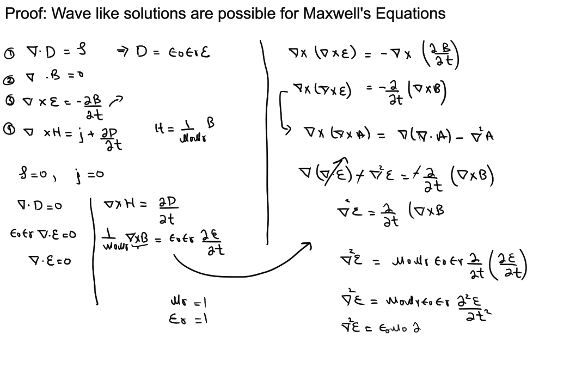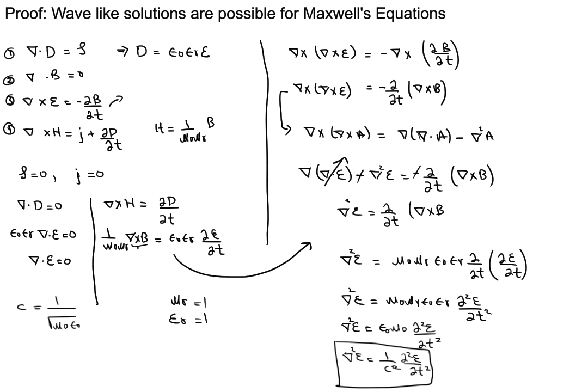So this equation reduces to del squared E equals mu naught epsilon naught partial squared E over partial t squared, and we know that the speed of light is given by c equals 1 over the square root of mu naught epsilon naught. So this becomes del squared E equals 1 over c squared partial squared E over partial t squared. And this is the equation of a wave moving with the velocity c, so moving with the speed of light.